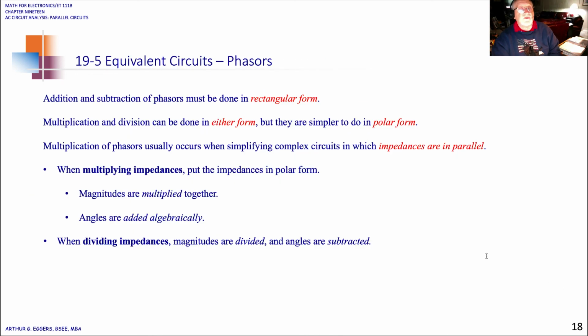So in the next video, we will take a look at equivalent circuits. Are there any ways that we can create relationships with equivalencies of circuits by using phasors? So we'll do that in the next video.